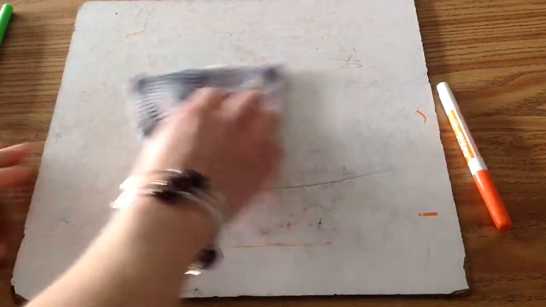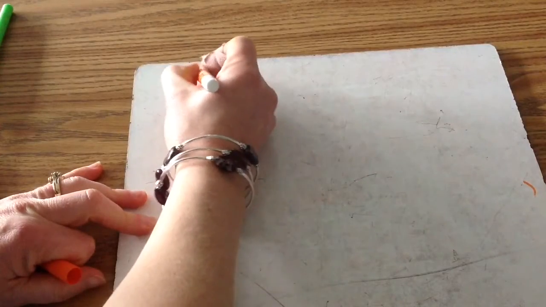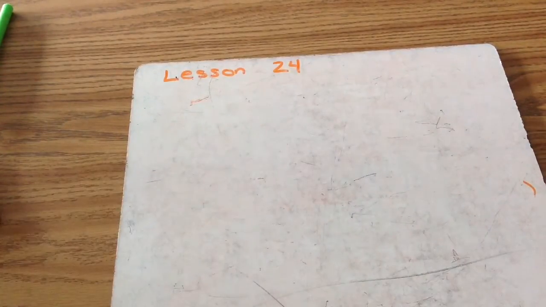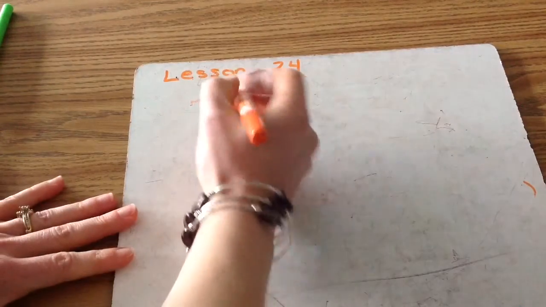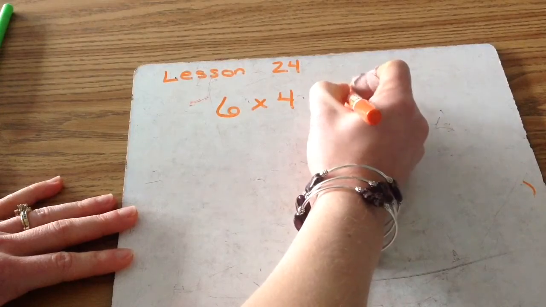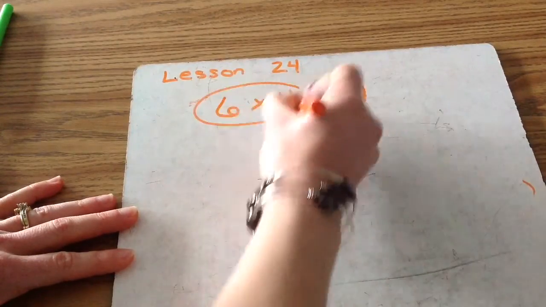All right, class, this is lesson 24. We learned about factors, and factors being two numbers that you multiply to get a product. So these would be your factors.